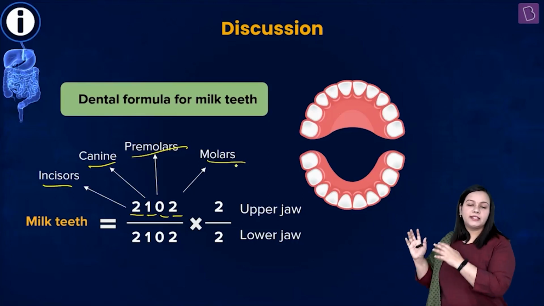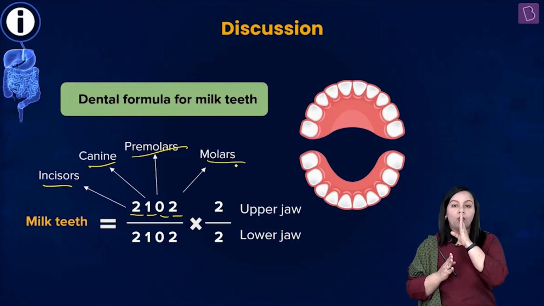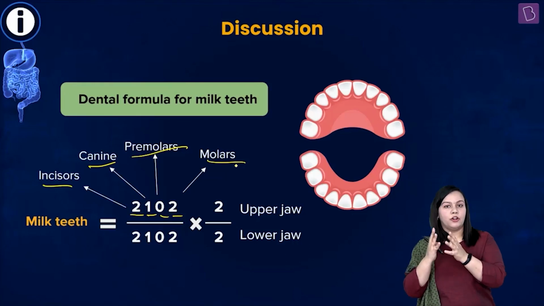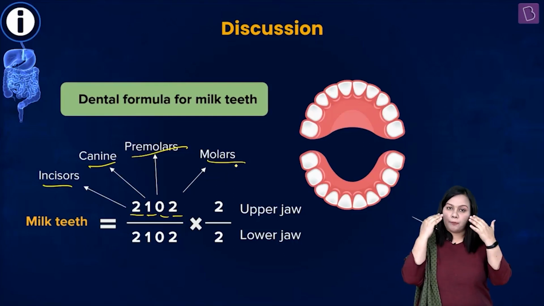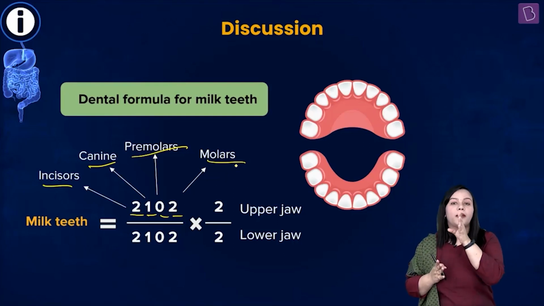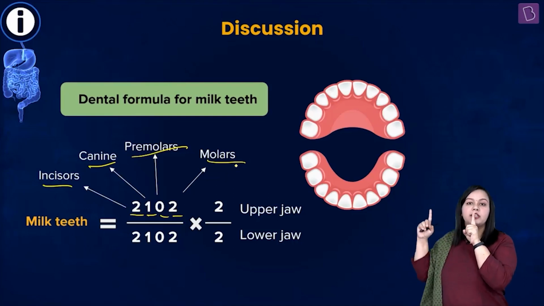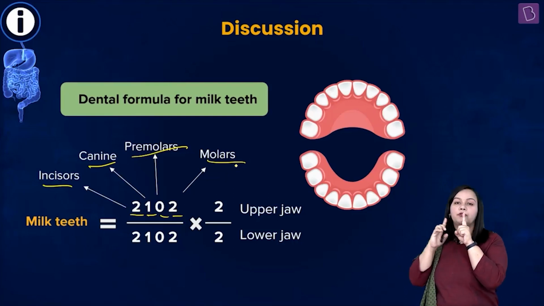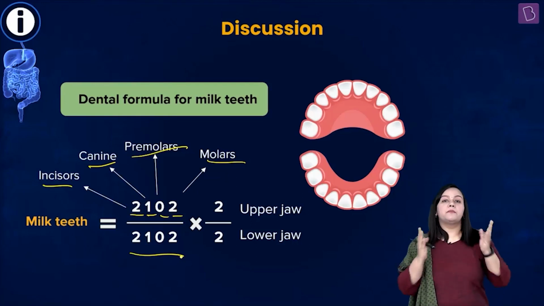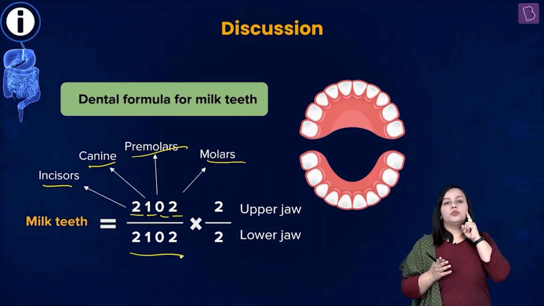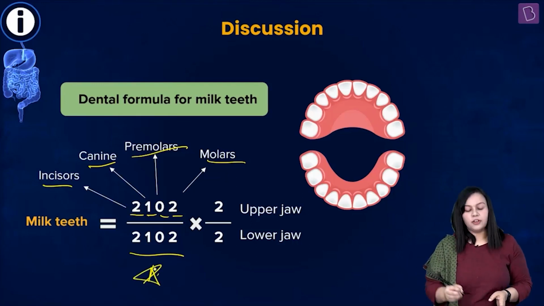So when we are writing down this dental formula, please remember, we always write it with respect to one half of the jaw. For example, here the formula is written as the upper jaw versus the lower jaw, and only one half of it is considered. So one half of the upper jaw will have 2102 teeth, and one half of the lower jaw will have the denominator value, that is 2102 teeth, and we are multiplying it by 2 simply to take care of the remaining half, which we didn't measure. So this is what a dental formula looks like.